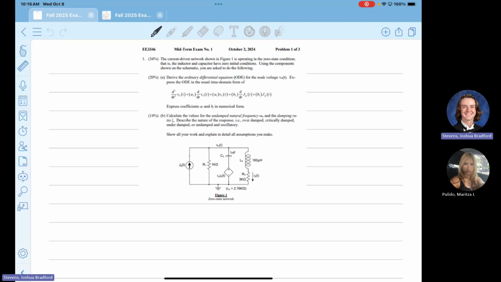Derive the ODE based on that. Express the ODE in the usual time domain form. Also, calculate the values for the undamped natural frequency and the damping ratio zeta. Describe the nature of the response, i.e., overdamped, critically damped, underdamped, undamped, and oscillatory. Show all your work and explain your assumptions made.